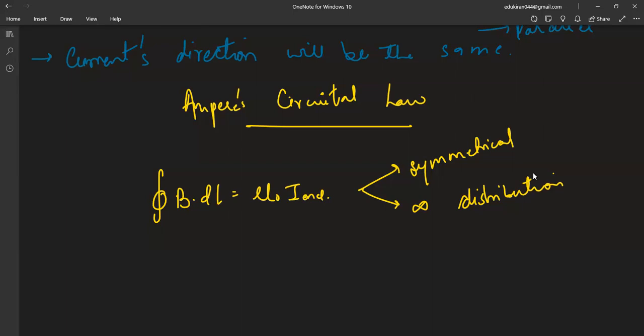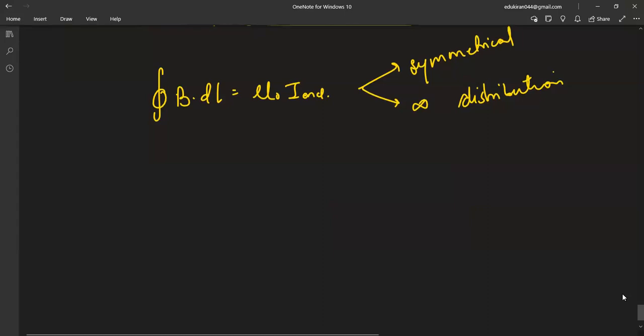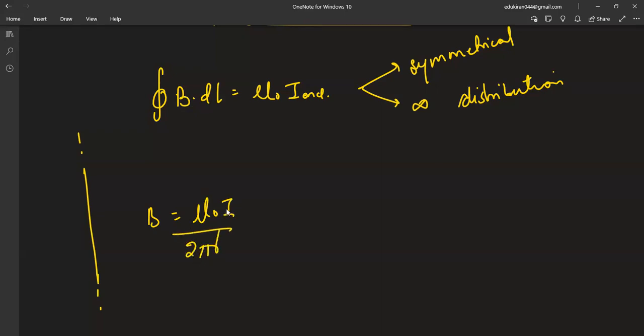Now, when we talk about magnetic forces, we'll discuss that concept in the next lesson. Now, when we come to Ampere's circuital law's application, remember one question we have done in the main class. The formula for magnetic field due to an infinitely long straight conductor: if it's a straight conductor, then the magnetic field is mu naught I by 2 pi r.